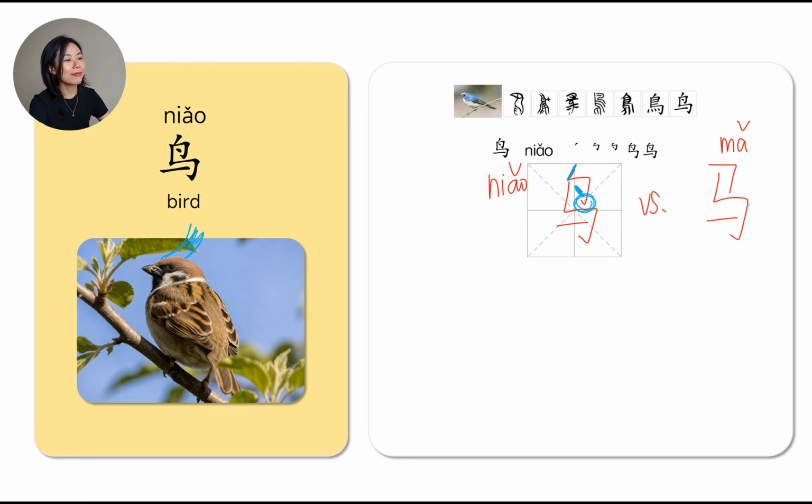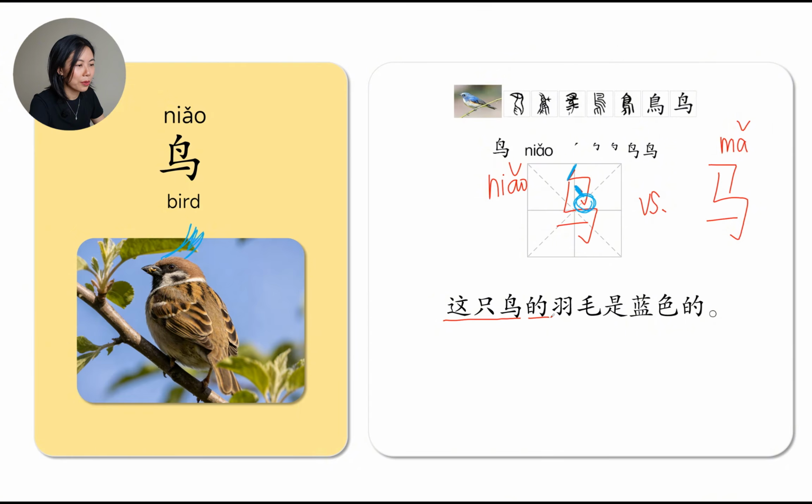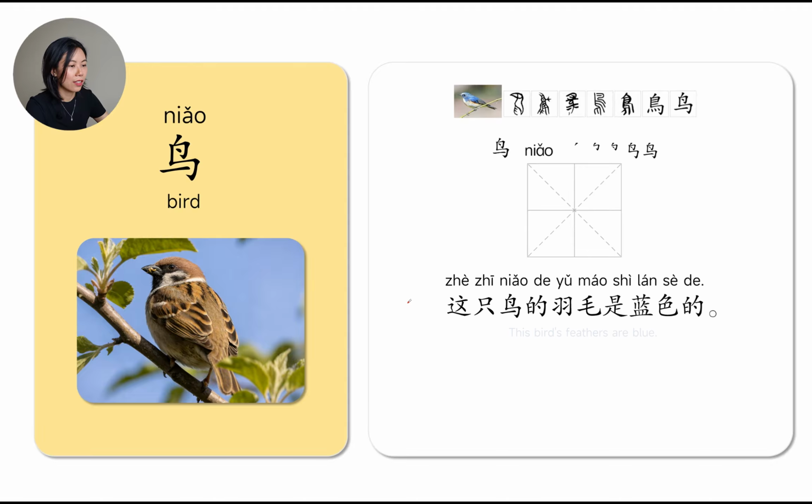Okay? So, let's get to a sentence. 这只鸟的羽毛是蓝色的。This bird's feathers are blue.